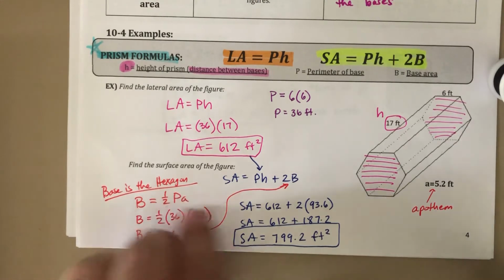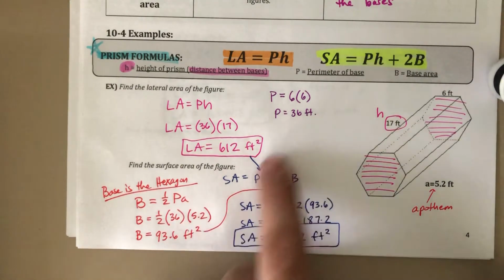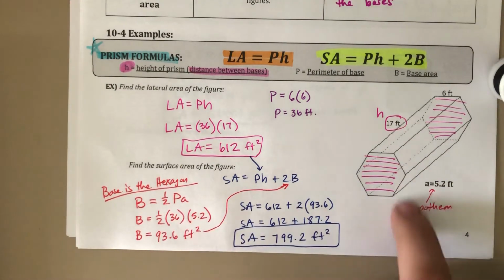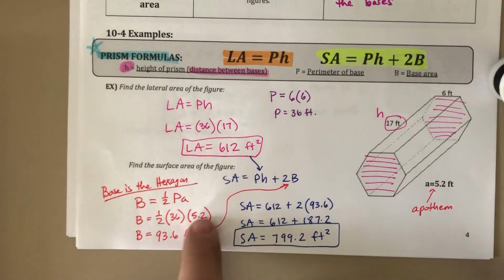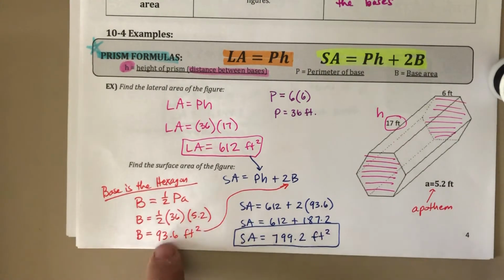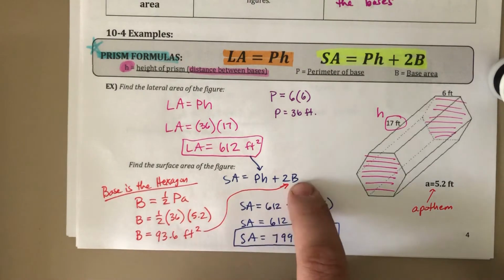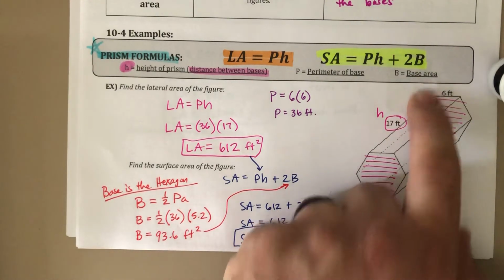Well, P, it's still that same P we did up there, so that's good. So it's the 36. The A was given here, that's nice. The A, little a apothem, is 5.2. So we're going to multiply those, divide by 2, and you get 93.6. And so that is our base area, 93.6.